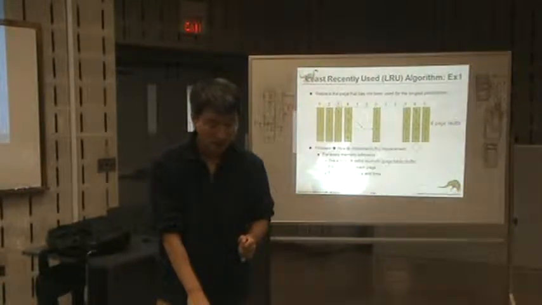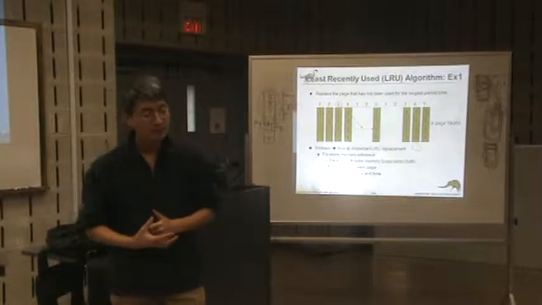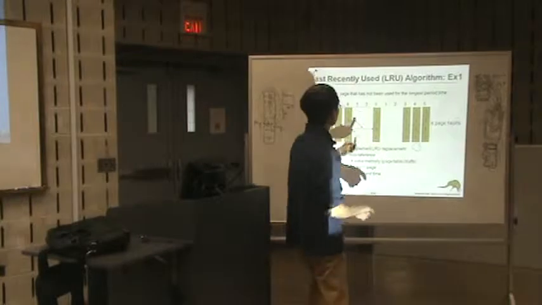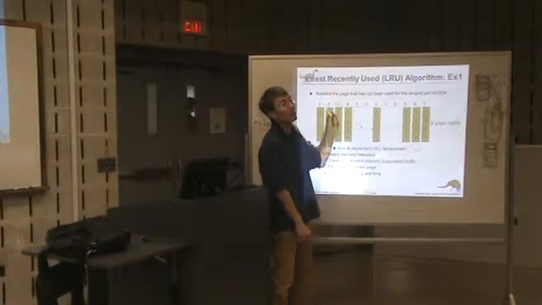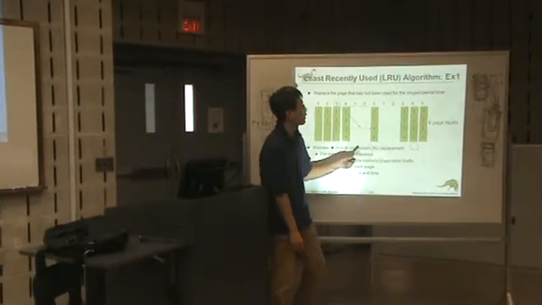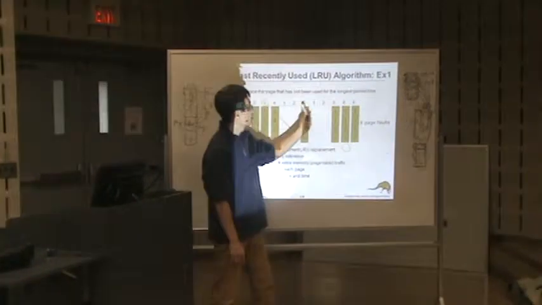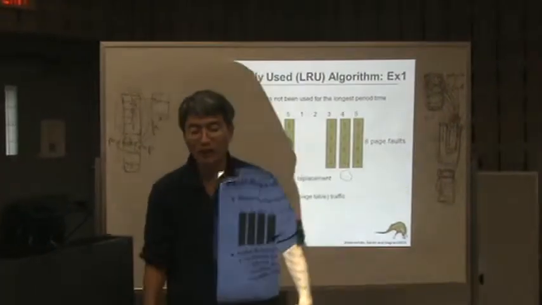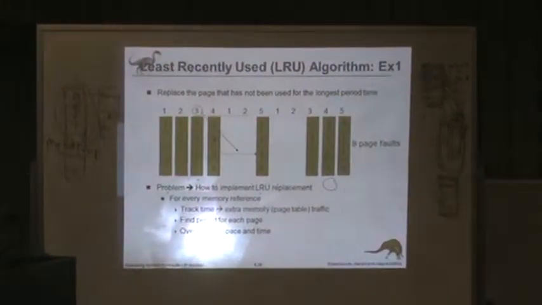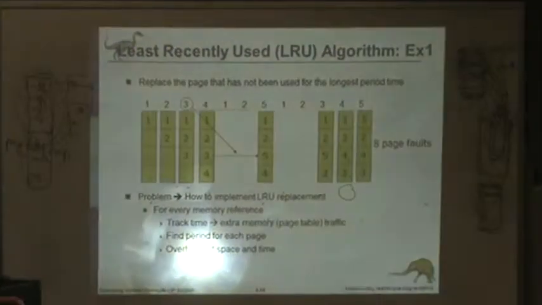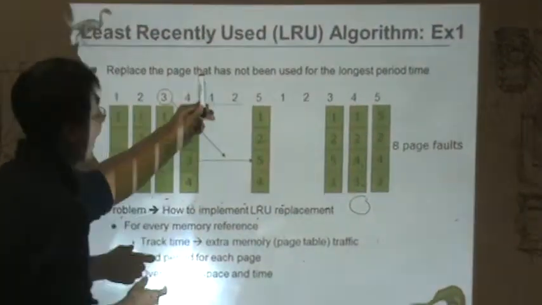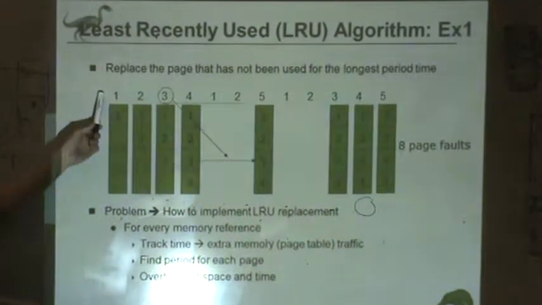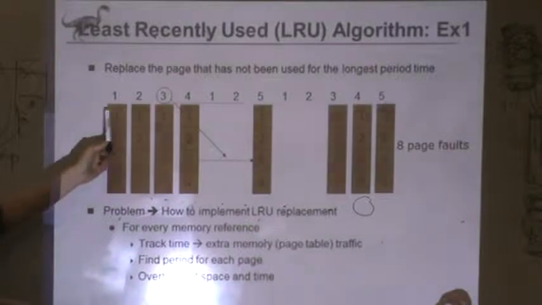Okay, then the LRU algorithm, the least recently used algorithm. At this time, we look back at the past, compared to seeing the future. This time we decide the victim as the least recently used one, the one that has not been used for the longest period of time. We will use the same reference string with a 4-page frame.